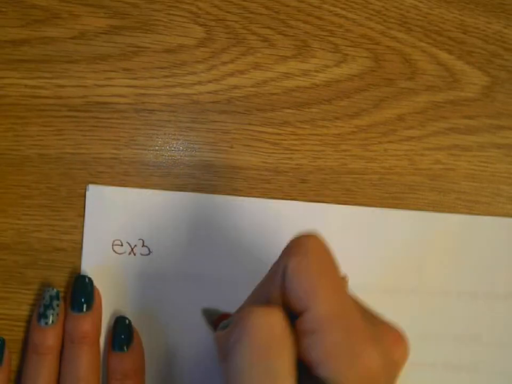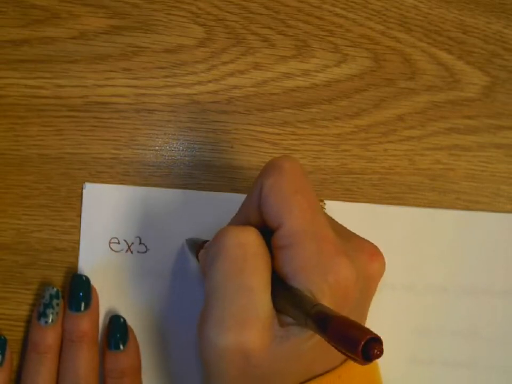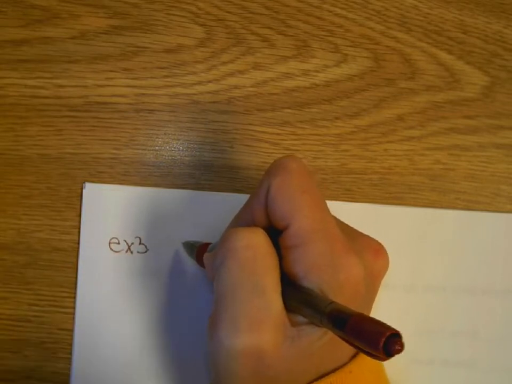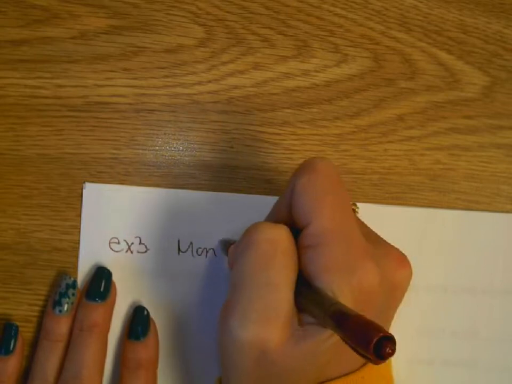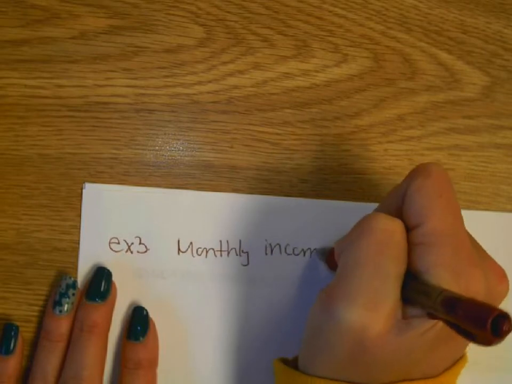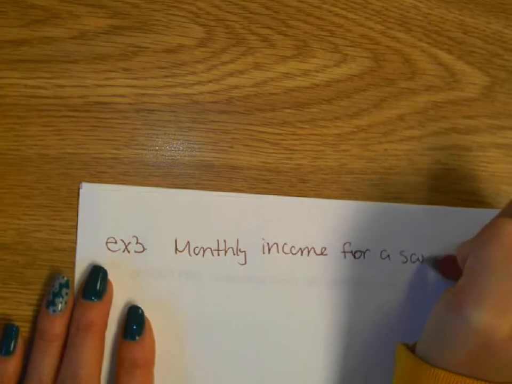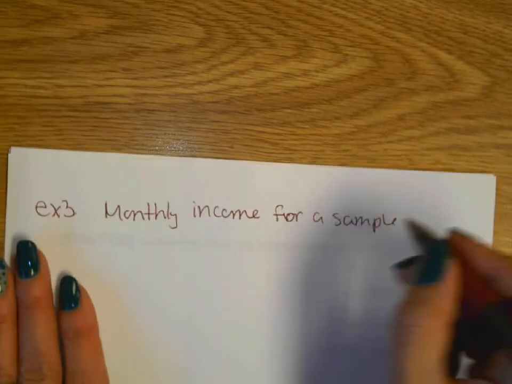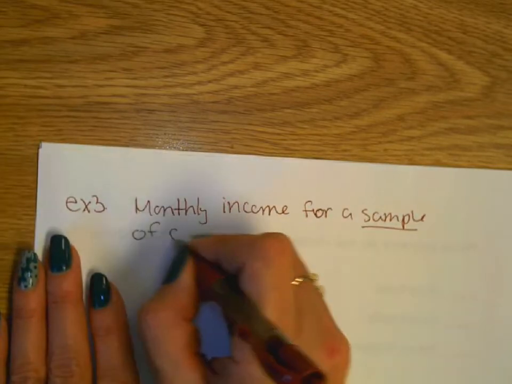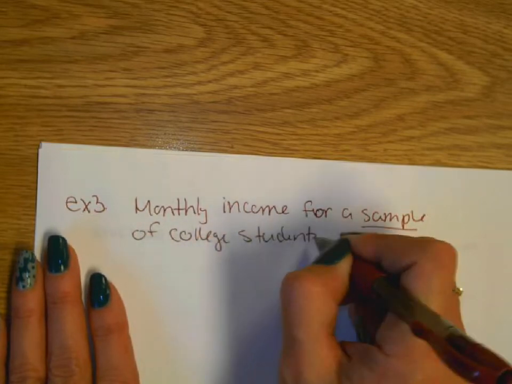If I've got a frequency distribution where I use a range of numbers, we've got monthly income for a sample of, I think this was college students. Again, you've got to know whether you're working with a sample or a population. That's got to be given to you. For a sample, college students.